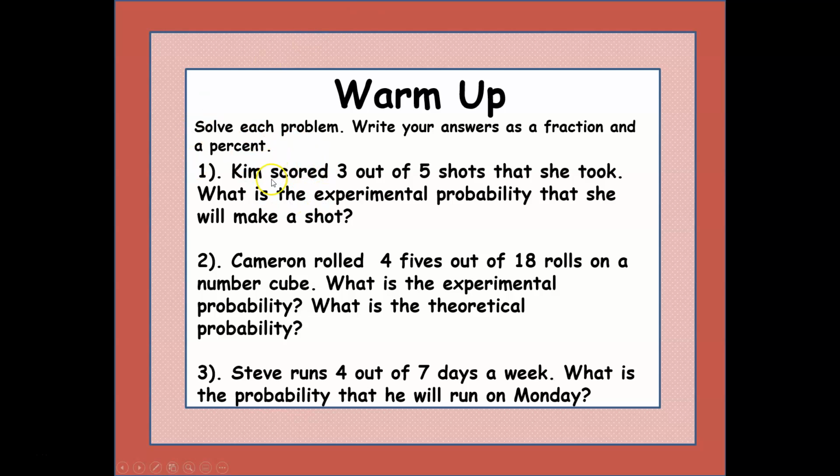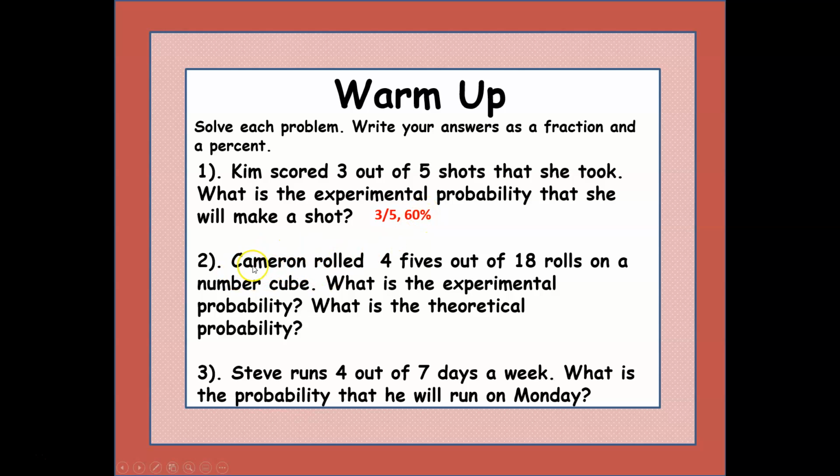So our first question is, Kim scored 3 out of 5 shots that she took. What is the experimental probability that she will make a shot? So you're going to write your answer as a fraction and as a percent. So your experimental probability, so you had 3 favorable outcomes out of 5 total trials. So your experimental probability would be 3/5 or 60%.